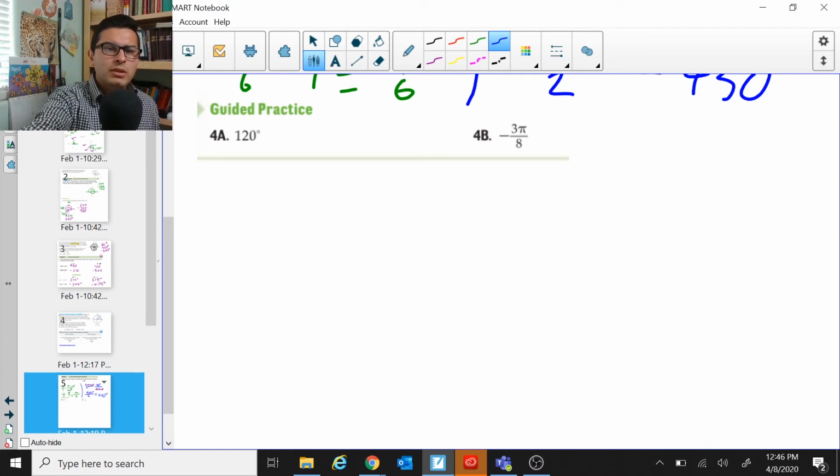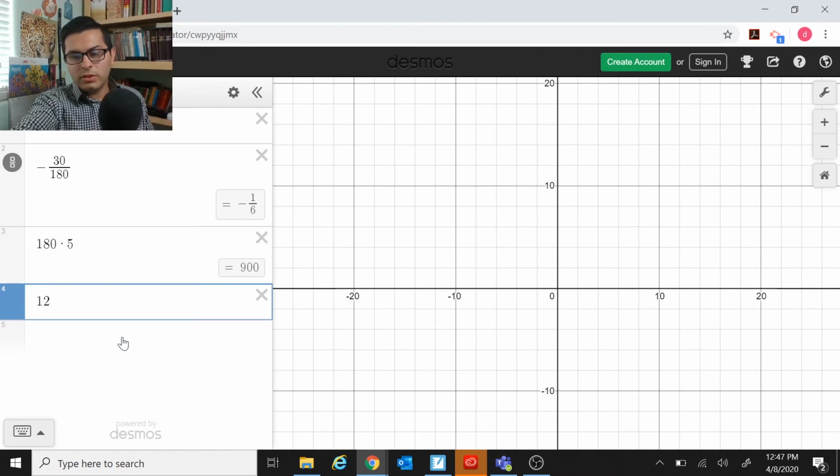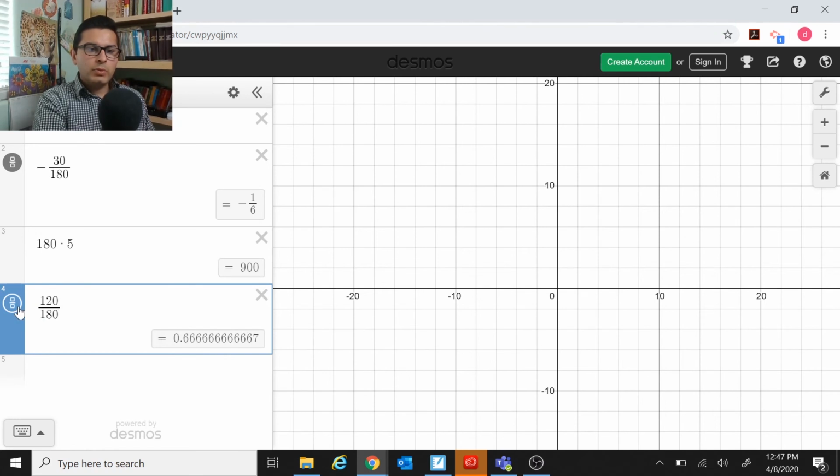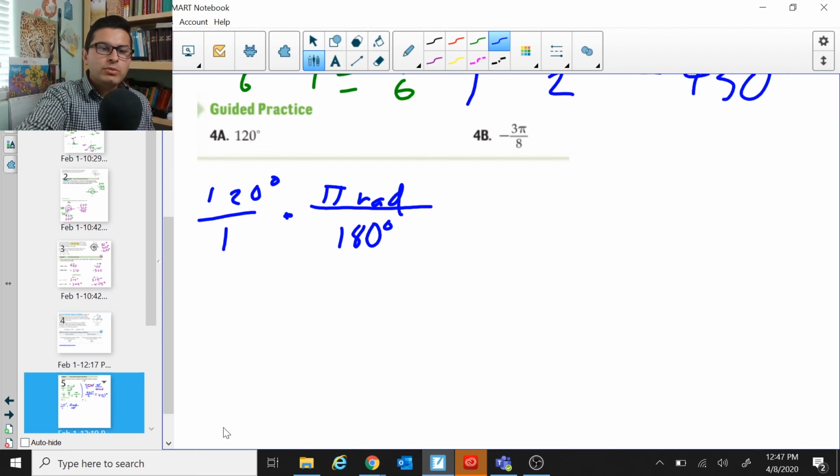120 degrees. How do we go from degrees to radians? I'm going to put this over 1. I'm going to multiply by pi radians, because that's what I want to turn it into, divided by 180 degrees, because that's what I want to cancel. Let's go ahead and do the 120 divided by 180 right away. 120 divided by 180, that equals, I have to press this button, 2/3.